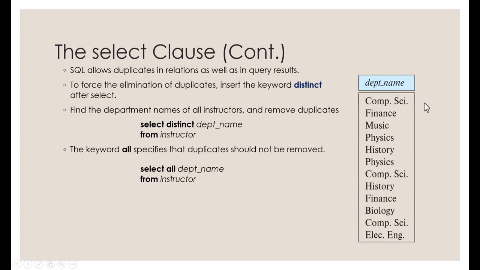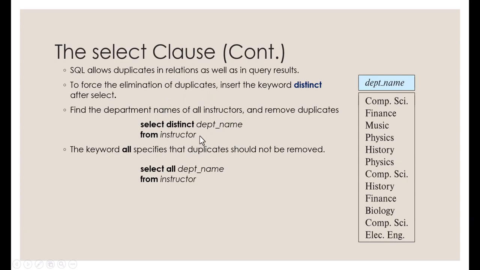So like you see computer science here. This one will not be listed here. This will also be a duplicate, so you will not see this one. I'm seeing finance here, and so this one will not show up. So this will return only the distinct ones.